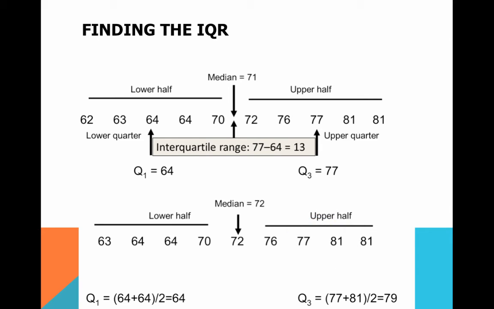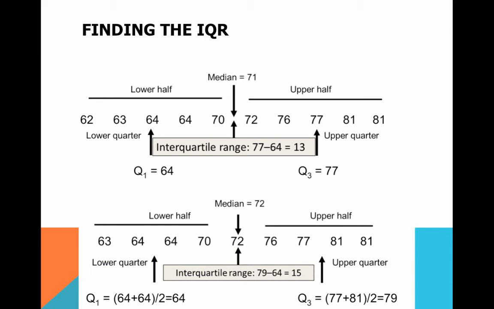Now that we have Q3 and Q1, last step, calculating the interquartile range. 79 minus 64 gives us 15. So the trick here is making sure that you know when to include the median and when not to include the median. If you have an odd number of scores, like the bottom, you do not include the median in identifying your lower and upper halves. If you have an even set of numbers, like in the top example, your median is not one of your numbers, so you use all of your original scores to make your lower and upper halves.